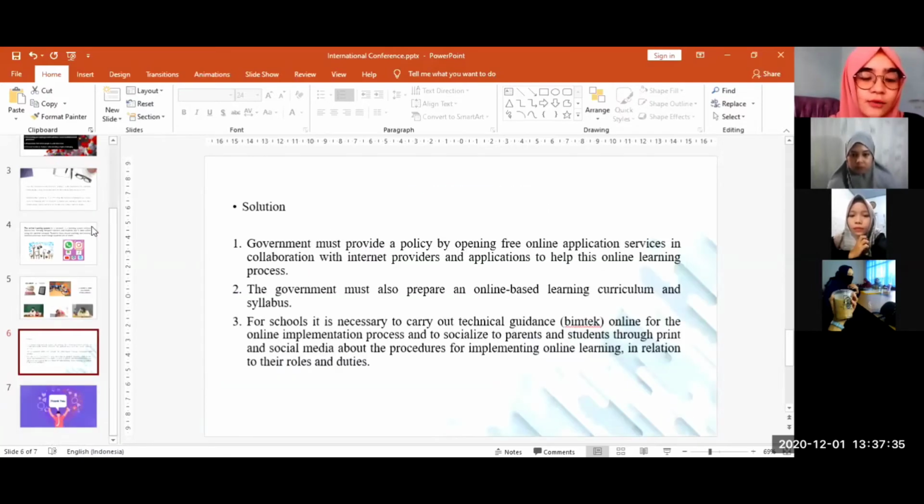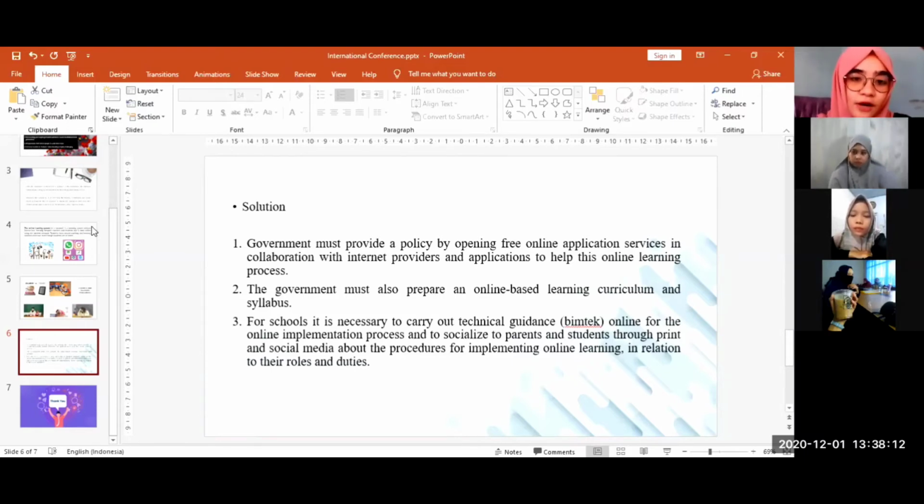All right. So then some of the solutions that we have to implement: first, the government must provide a policy by opening free online application services in collaboration with internet providers and applications to help this online learning process. And alhamdulillah, actually our government now has given us free online application services, and also credit. In Bahasa it is quota, free credits, right?